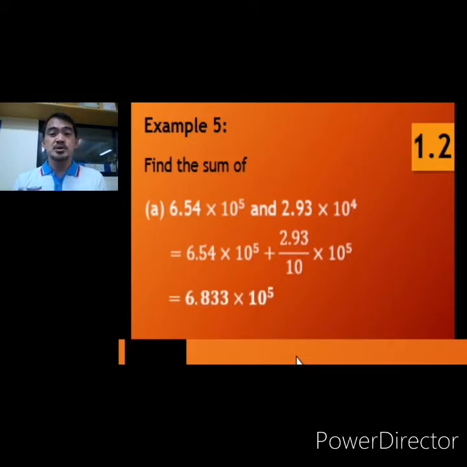6.54 plus 2.93 divided by 10, or 6.54 plus 0.293, is equal to 6.833 times 10 raised to 5. And that is our final answer.